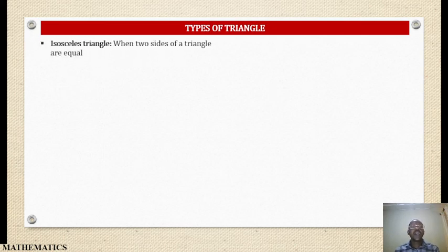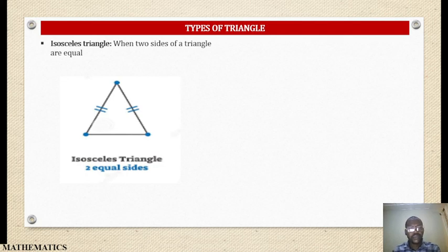So we have another triangle that we call isosceles triangle. An isosceles triangle is a type of triangle where two sides of the triangle are equal. And the two base angles also must be the same. Because if two sides of the triangle are equal, the two base angles must be the same. So let us look at the shape of that triangle, and we can see here the two blue marks that you are seeing on both sides is showing that those sides are equal.